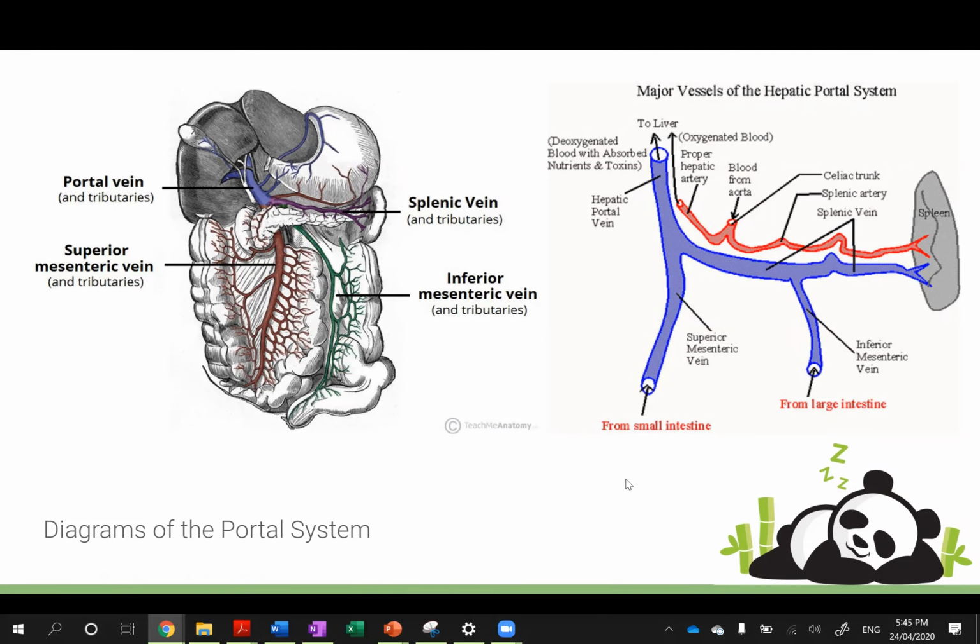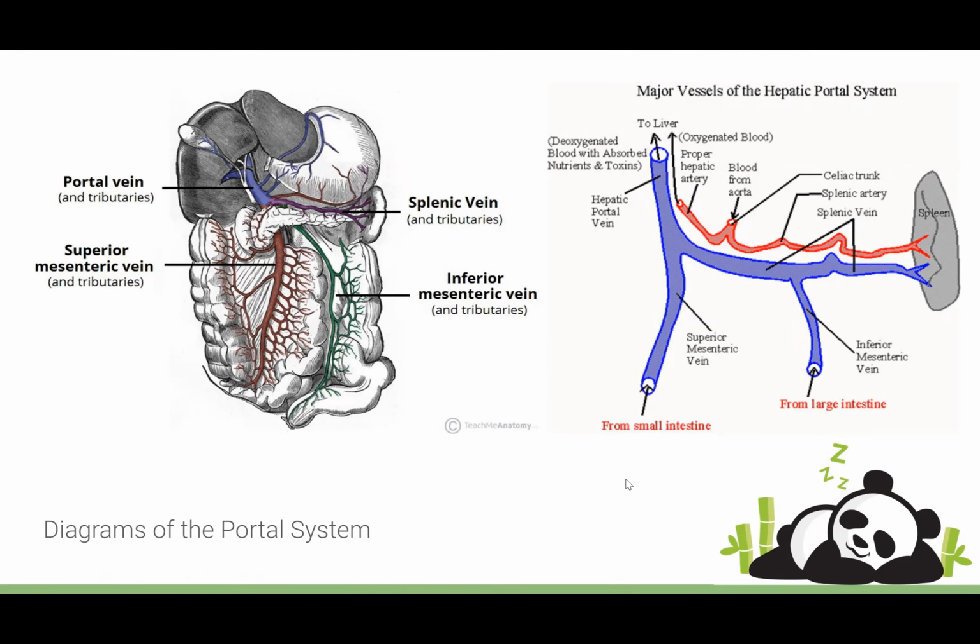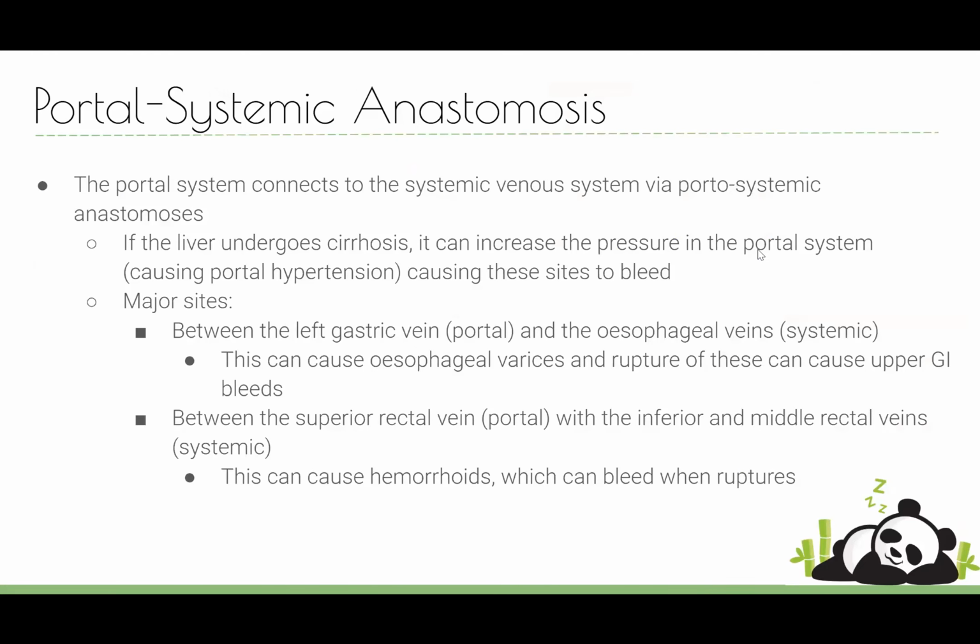And this is sort of a way to visualize it as it goes through. Importantly, there are connections between the portal and the systemic systems, and this is important when pressure builds and portal hypertension happens, which can happen because of cirrhosis of the liver, as it degrades and becomes less able to take all that blood through.